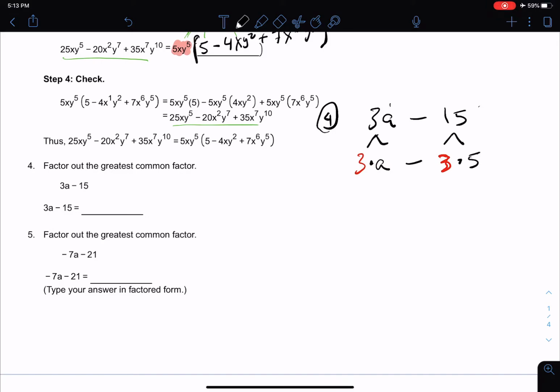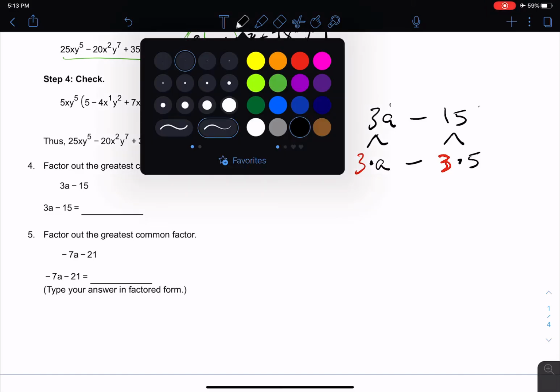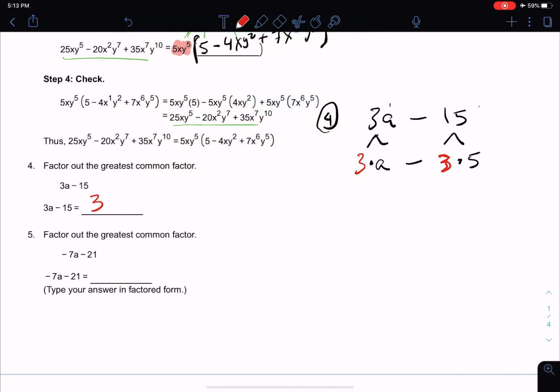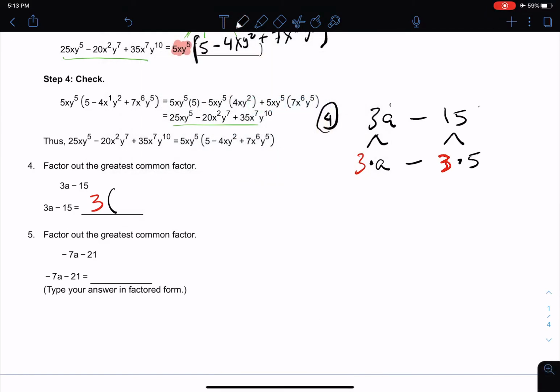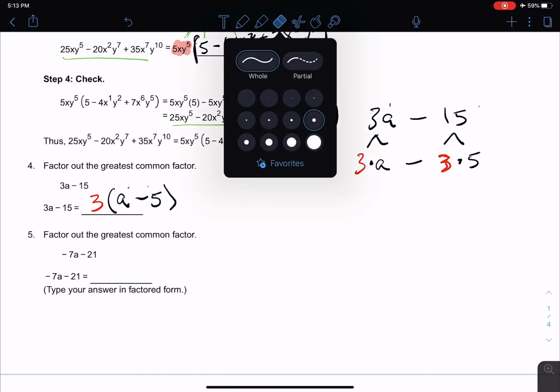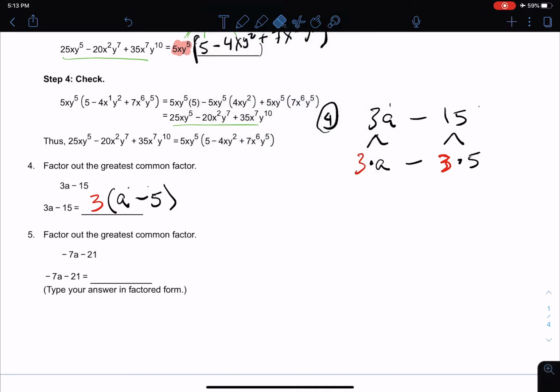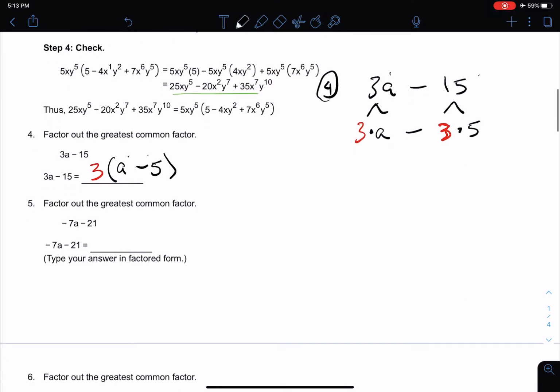So we can see pretty clearly using this color that 3 is the greatest common factor, and when we factor that out, the remaining factors are just going to be a minus 5. Now we can't add a's and 5s, they're unlike terms, so we just leave it like that, and that is the finished product or finished end of our problem. Let me fix that a up a little bit. Okay, let's do another one.